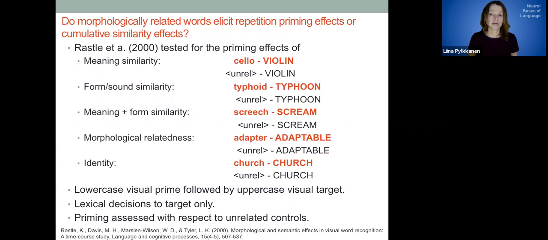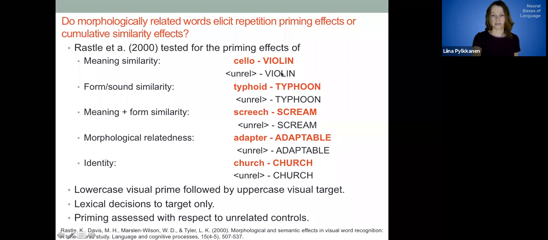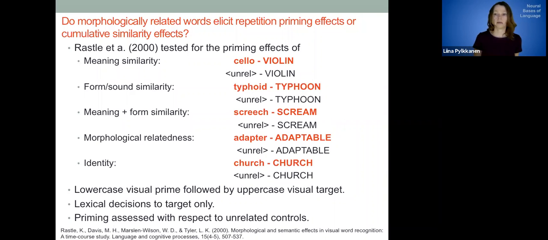I don't have all the unrelated stimuli here, but imagine a word that has nothing to do with violin, you know, table, violin, something like that. So it needs to be not related in sound, not related in meaning, not related in any way. And then you're comparing the response time to violin to the response time you get when there's just something totally unrelated preceding. So this is a standard methodology in priming studies.